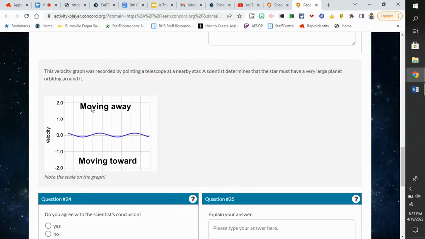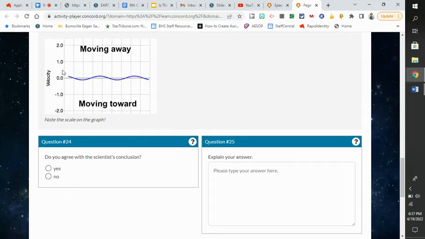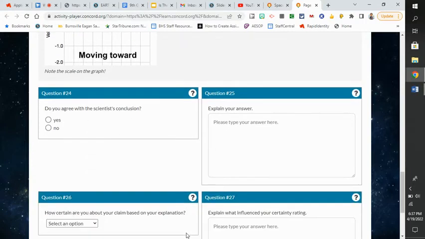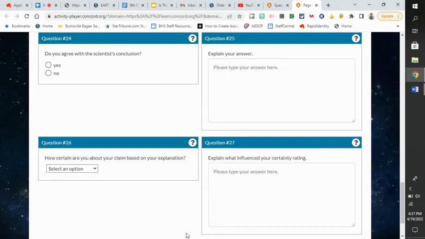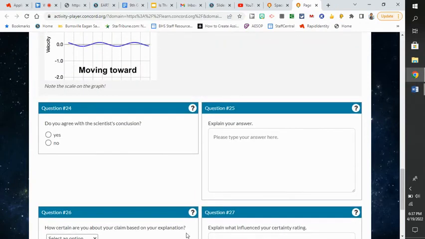This velocity graph was recorded by pointing a telescope at a nearby star. A scientist determines that the star must have a very large planet orbiting around it. Okay, so velocity graph, here it is. Doesn't seem to be moving a whole lot. Do you agree with the scientist's conclusion? Explain your answer. How certain are you? And what influenced your certainty rating?